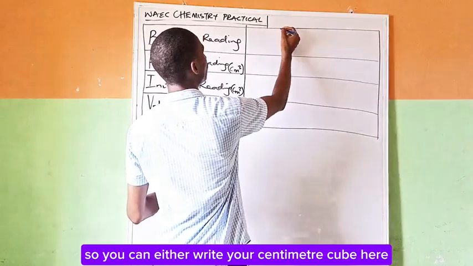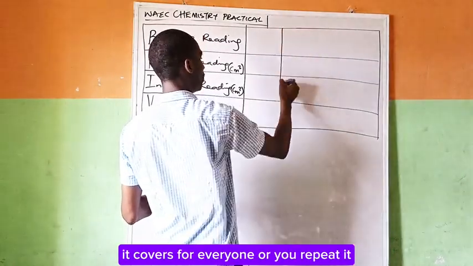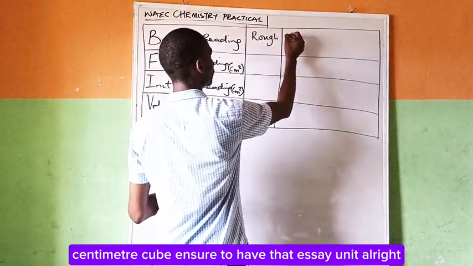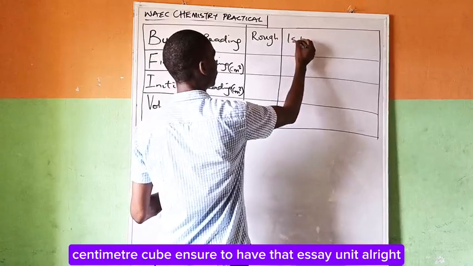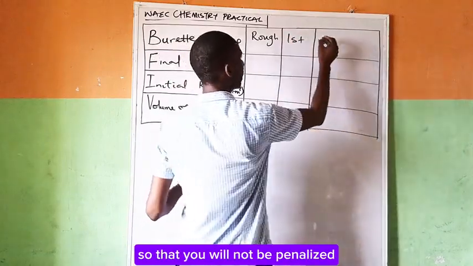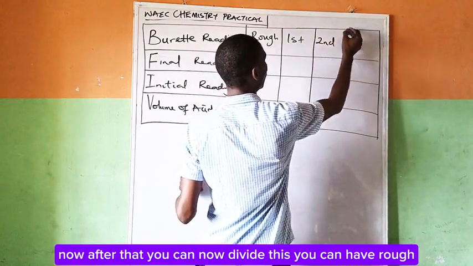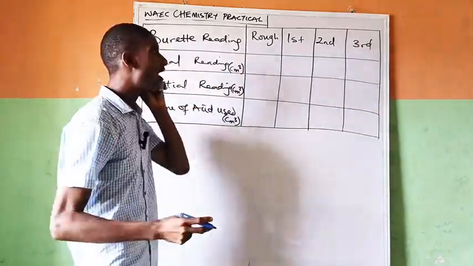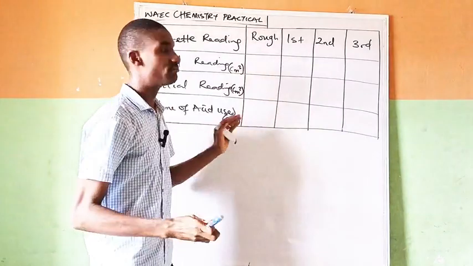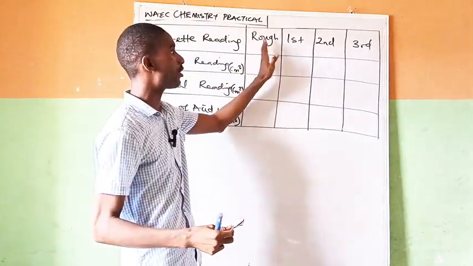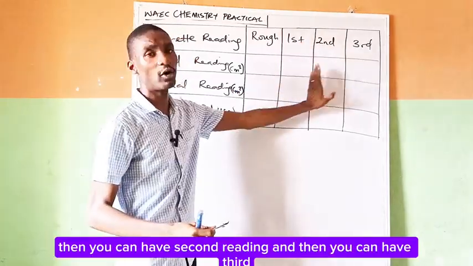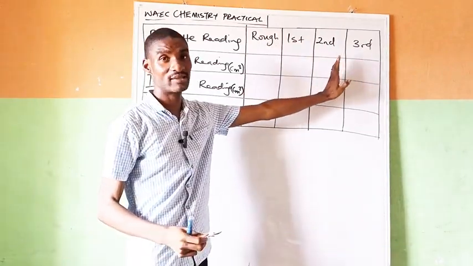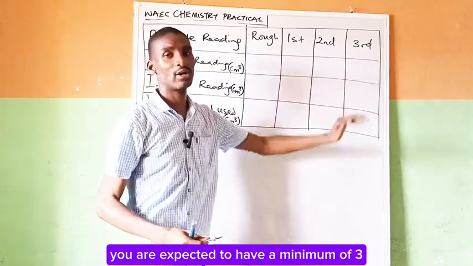Now, after that, you can divide these. You can have rough, then first, then second reading, and then third. You are expected to have a minimum of 3 and a maximum of 4. What do I mean by 4? The rough, 1, 2, 3, so these are 4 trials you did. You can have rough and just 1 and 2, that is 3, but you can also have 4.